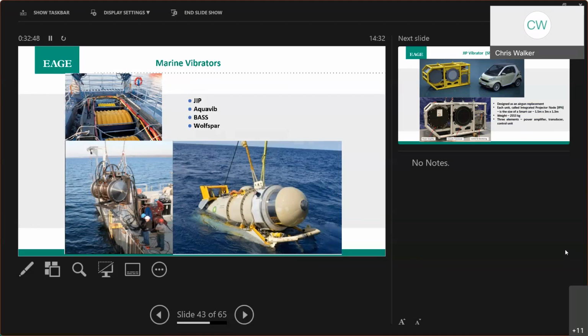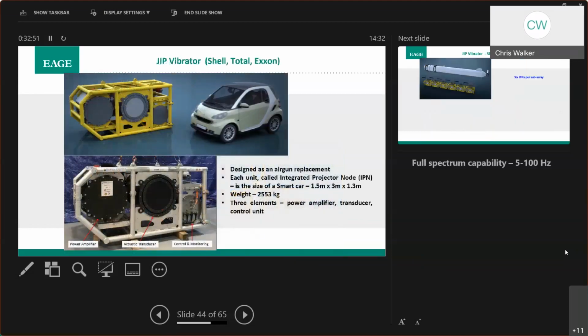Next slide, please. So the JIP vibrator, a joint industry project, has been sponsored by Shell, Total, and Exxon. Each vibrator is designed to replace an airgun. It's about the size of a small car, and each unit is an integrated projector node, as they call it. It's not light: it weighs 2,500 kilograms and is 1.5 by 3 meters by 1.3 meters. So it's a pretty substantial beast. It has a power amplifier, a transducer, and a control unit.